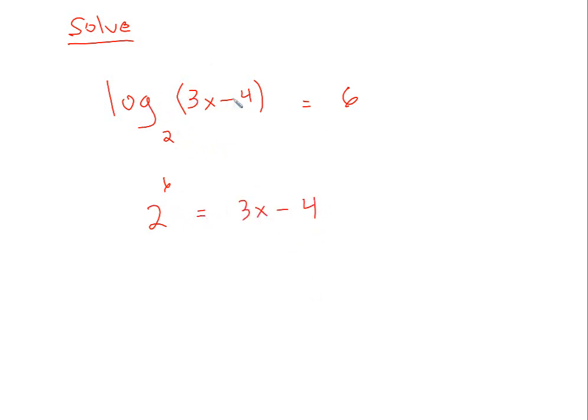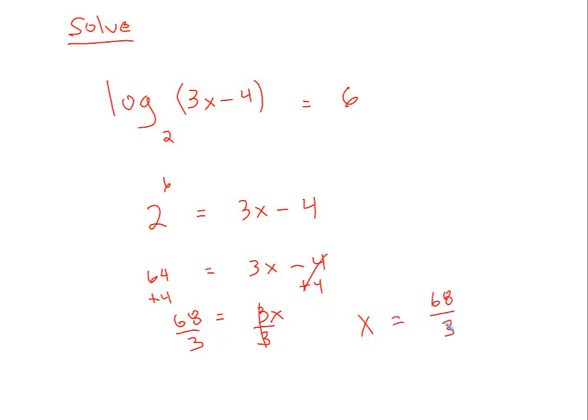Alright, you notice this 3x minus 4 is in parentheses. That means this whole quantity belongs to this log. Okay, and then 2 to the 6th, we know that's going to be 64. And then we have 3x minus 4, and then you just use algebra to finish the rest of the problem. We get 68 divided by 3. So x is equal to 68 over 3. And you could just leave it like that. If you want to divide and get a decimal, that's fine, but you could just leave your answer like that.